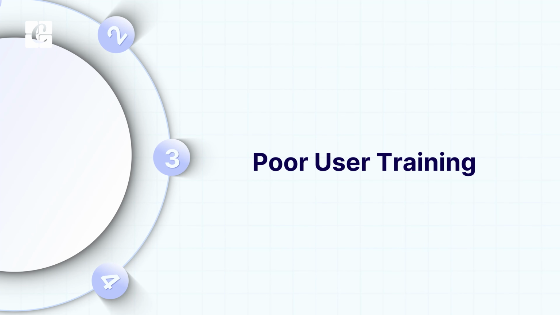Mistake number 3 is poor user training. Imagine you have something but you don't know how to use it. What's the purpose of owning something that you don't know how to use? It's going to get destroyed, right? So before you own Odoo, make sure you get proper training.